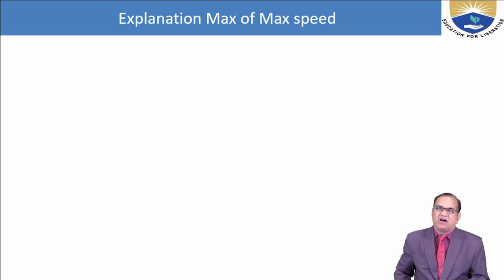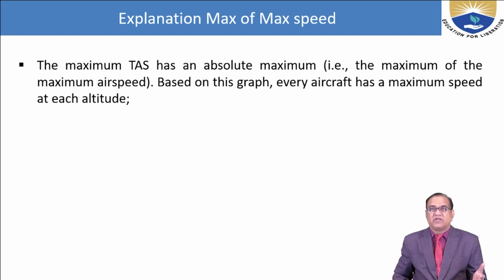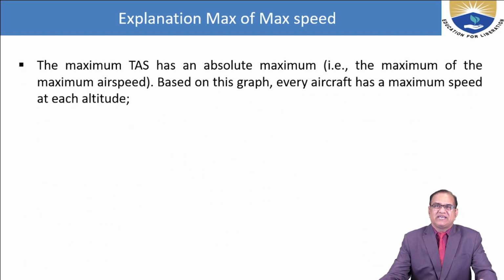Explanation of maximum speed. So what is the maximum of maximum speed? We will see that the maximum true airspeed has an absolute maximum, that is the maximum of the maximum airspeed. Based on this graph, every aircraft has a maximum speed at each altitude.